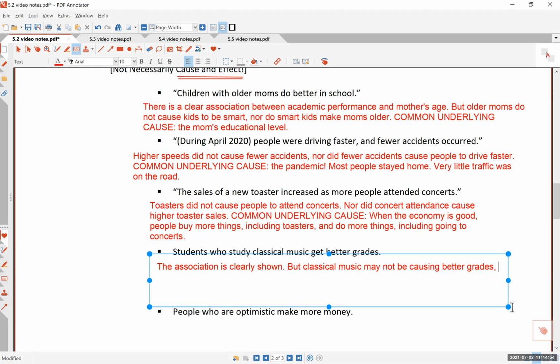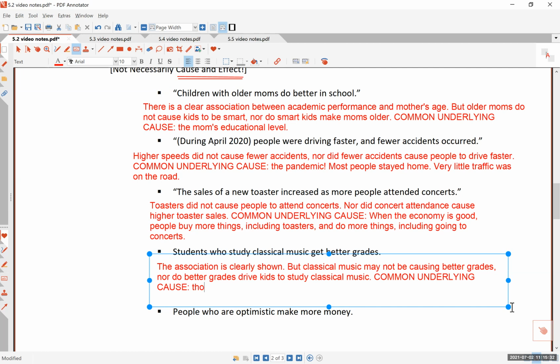Why not? Oh, by the way, the other way is as ridiculous as it may sound. Of course, it's not possible, right? Nor do better grades drive kids to study classical music. It's not like, I'm getting such good grades and now I want to study classical music. That's not the way it is happening. But there is an underlying cause, a common underlying cause. Guess what that is? You can probably figure this one out. Why do students who study classical music tend to do better in school?